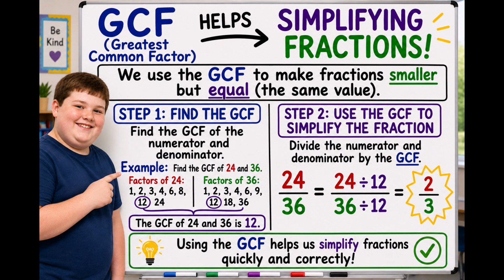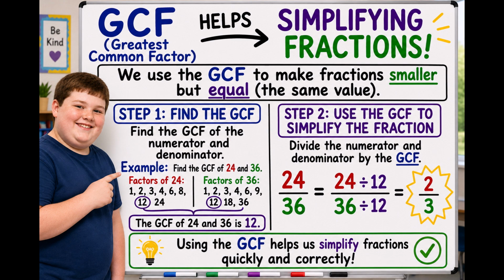We use the greatest common factor, GCF, to simplify fractions. So today we're going to learn how the greatest common factor helps us simplify fractions. Simplifying a fraction means making the numbers smaller without changing the value of the fraction. Again, let's repeat this. We use the GCF to make fractions smaller, but equal, the same amount. So let's look at the fraction 24 over 36.